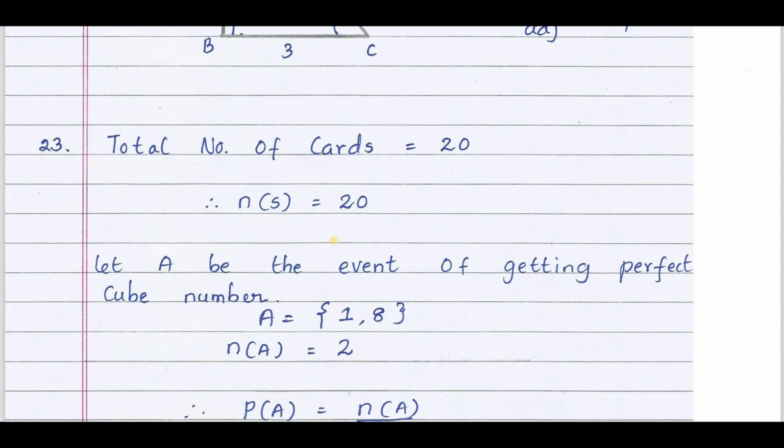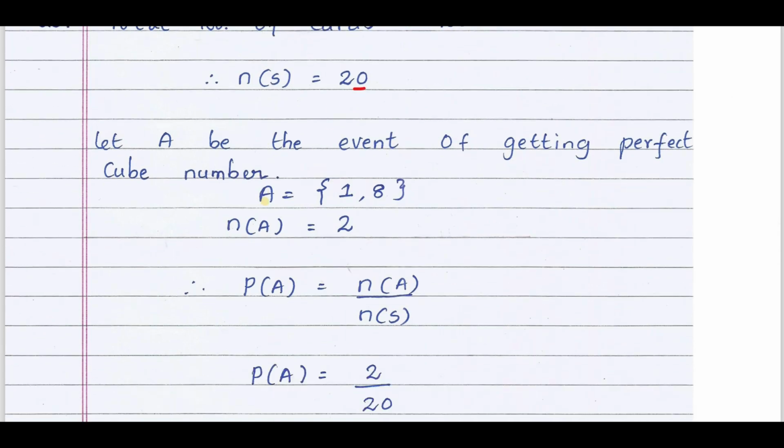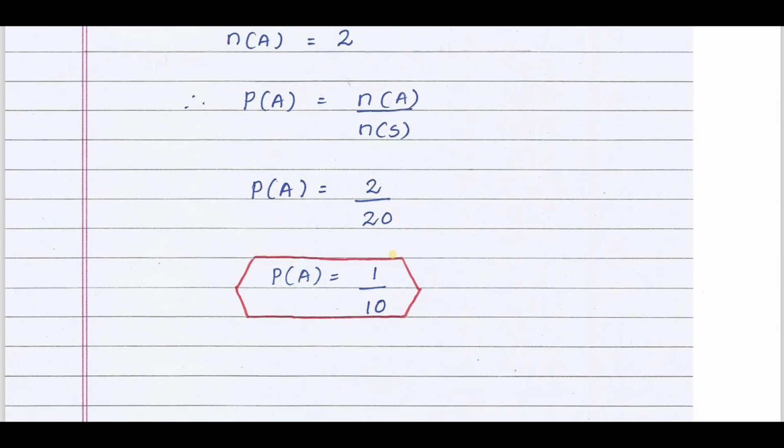23rd question, a box contains 20 cards. Therefore, the sample space is n(S) equals 20. What we need to find out? We need to find out the probability of getting a perfect cube number. So let A be the event of getting a perfect cube number. The perfect cube numbers between 1 and 20 are 1 and 8. Therefore, n(A) is 2. P(A) equals n(A) by n(S), 2 by 20, you get 1 by 10.